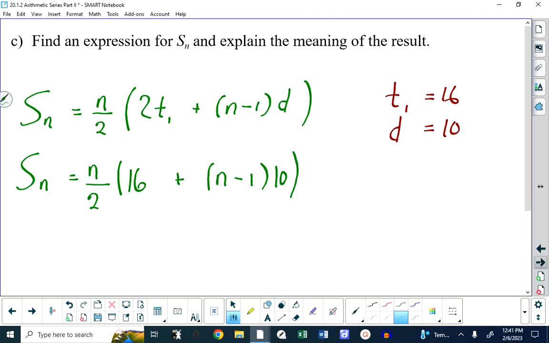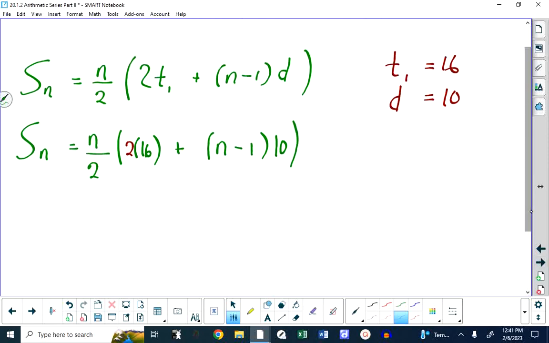And I forgot, somebody see what I forgot there? What is it, Jay? Right, it's 2 times 16. I'll just put that 2 in a different color so your attention will be drawn to it. It should be 2 times that. I'm going to simplify this. Sn equals n over 2, and then I have, let's see, 32 plus 10n minus 10.